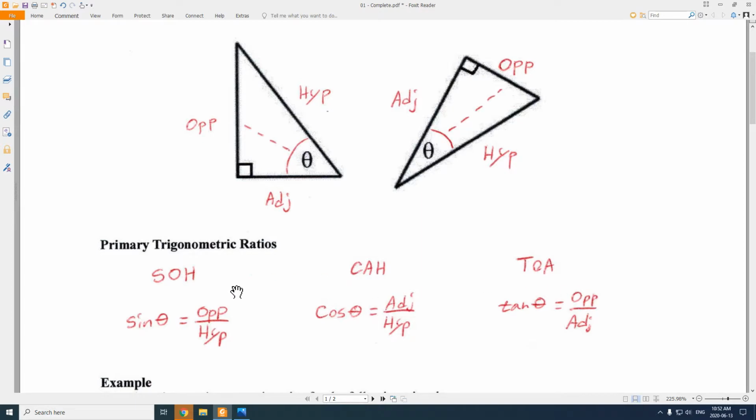So really, these 3 equations here, knowing how to use those and which ones to use, that's really the biggest thing in this unit. And you'll need that next year for sure. So we're going to do a little bit more practice labeling the triangles, and then we'll do some examples.